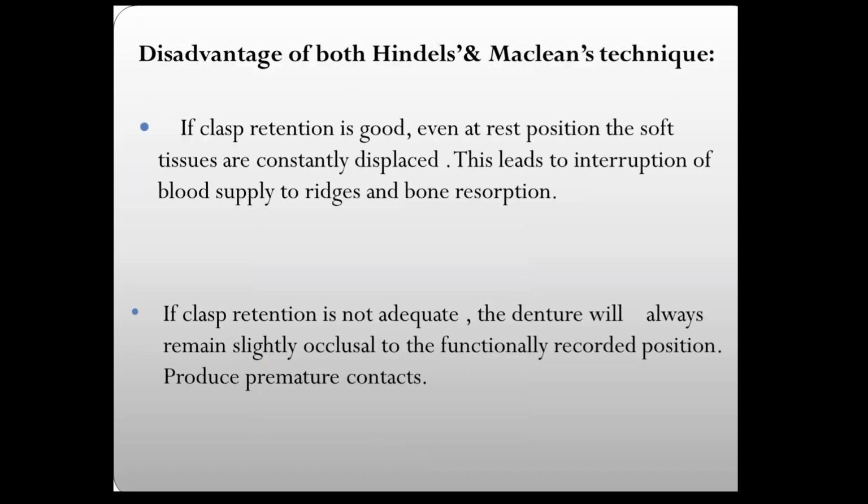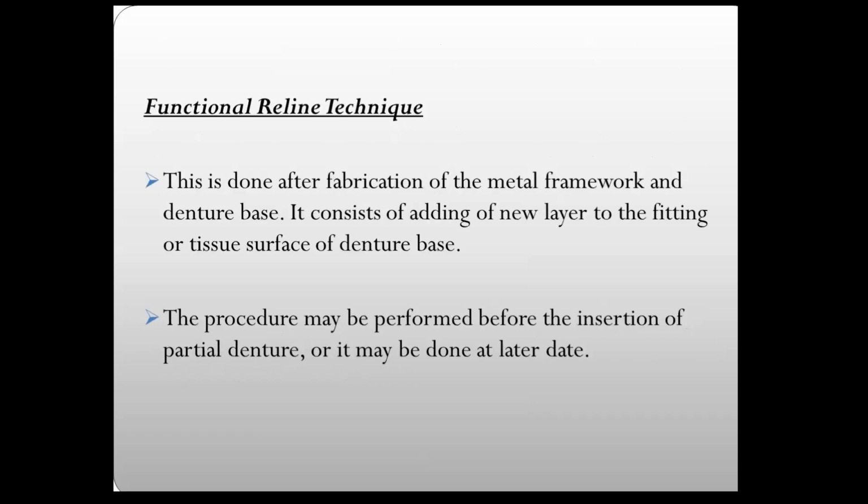So there are disadvantages in both McLean's as well as Hindle's technique. That is, if the clasp retention is good, even though the patient is in a rest position, the tissue will be compressed all the time. So this will cause increased bone resorption. And if the clasp retention is less, the tooth will sit slightly occlusally higher than the functionally recorded position. So this tooth will come in contact before the natural tooth. This will cause some kind of premature contact, and this will cause discomfort for the patient.